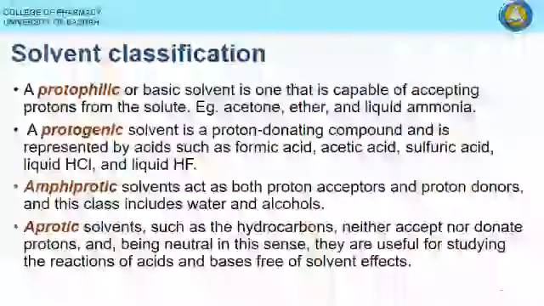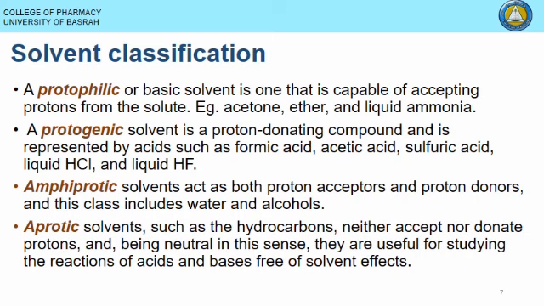According to the Bronsted and Lowry theory, we can classify solvents into four major types. The first one is the protophilic or basic solvent. Those solvents have the ability to accept protons, for example acetone, ether, and liquid ammonia. The other type is the protogenic. From the name, it means it is going to generate protons. It is a proton-donating solvent, for example liquid hydrochloric acid and liquid hydrofluoric acid. And we have another type, which is amphiprotic: solvents that act as both proton acceptors and proton donors depending on the nature of the substance that we add to them.